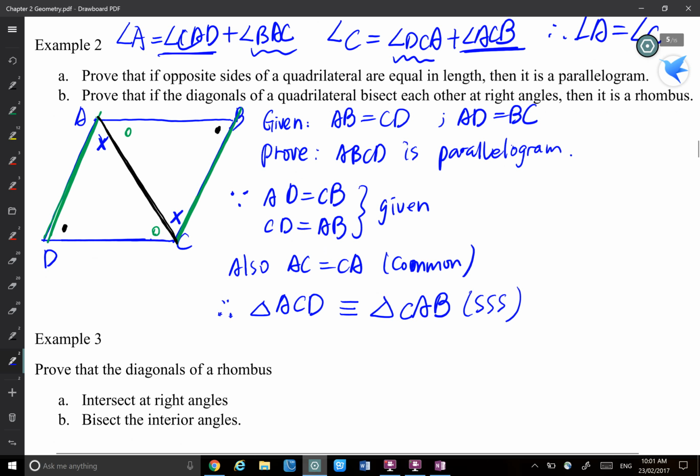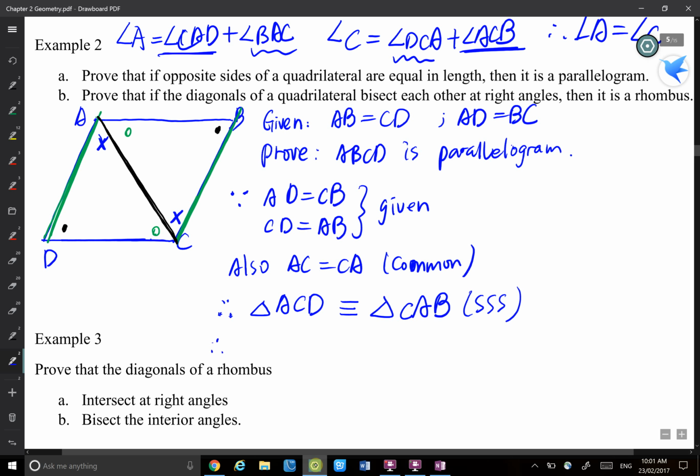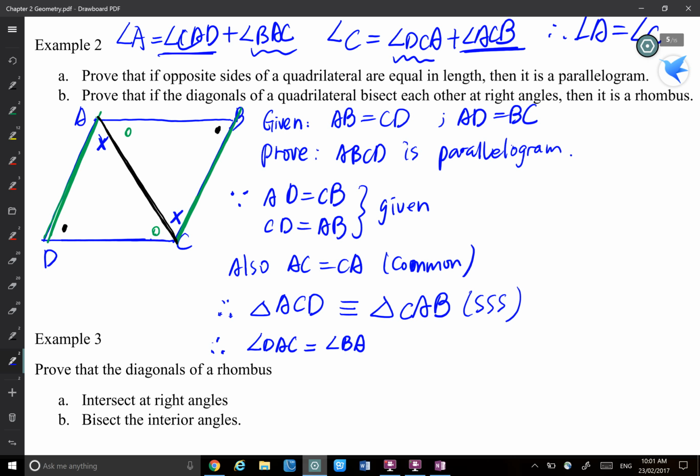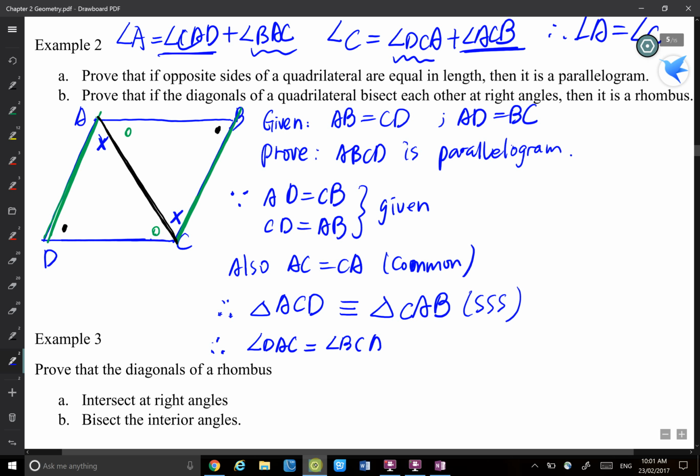And the next thing is, even though they are congruent triangles, I haven't proved they are parallelograms. So how can we prove it's a parallelogram? If I want to prove something is a parallelogram, I need to prove that the opposite sides are parallel to each other. So what information will I have? Angle BAC will equal angle BCA. They are alternate angles.